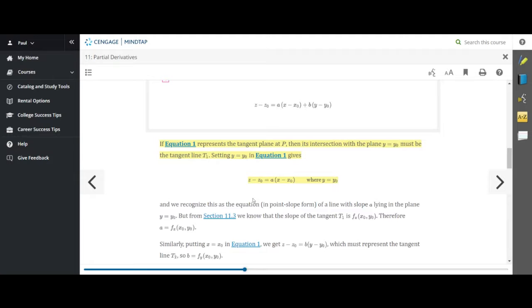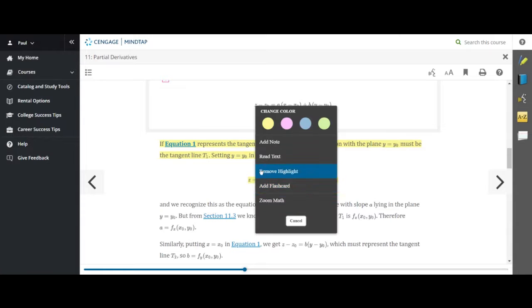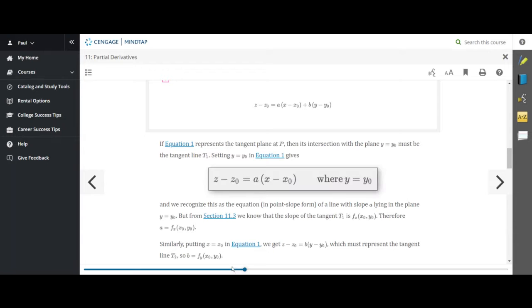Okay, boy, if you click on the wrong thing, it can be rough business, huh? All right, let me remove this highlight.